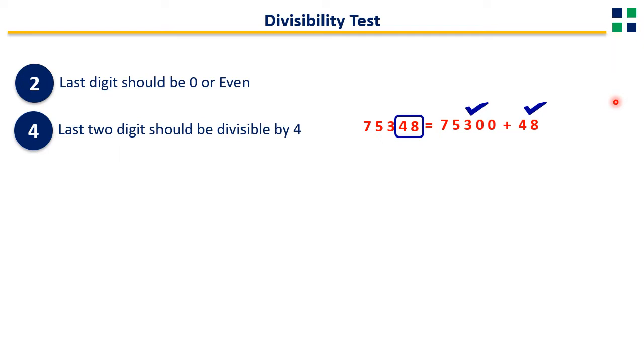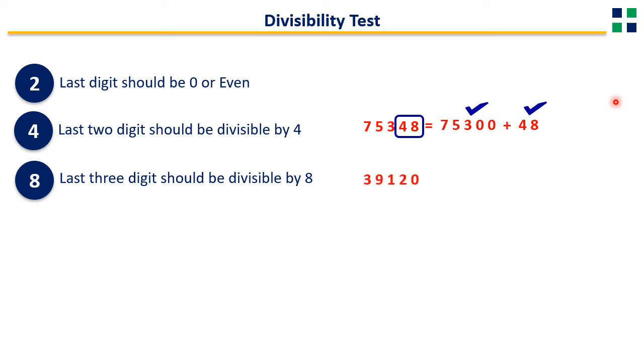Okay, what is the test for the number 8? In case of 8, we check the last 3 digits. If the last 3 digits are divisible by 8, the number becomes divisible by 8. For example, I take a number 39,120. इसमें का आखिरी के 3 digit हम check करेंगे. If this last 3 digits are divisible by 8, we say the entire number is divisible by 8.